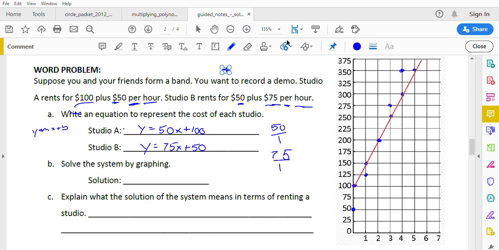All right, let's try this again. Not totally mess up the graph. It's giving me a little crosshair. No. All right, there we go.